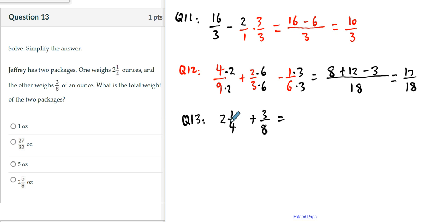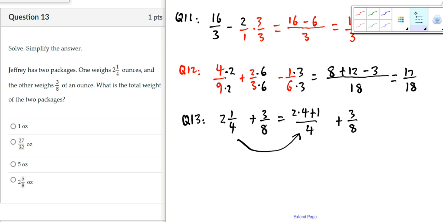Now this is 2 1/4. We want to change that into an improper fraction. That will be 2 times 4 plus 1. Simply use this integer 2 times 4, then plus 1, divided by 4, and then plus 3/8. Okay? So that's the way to change from this number to this number.